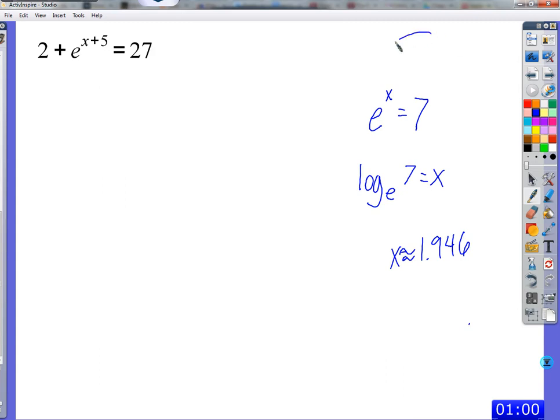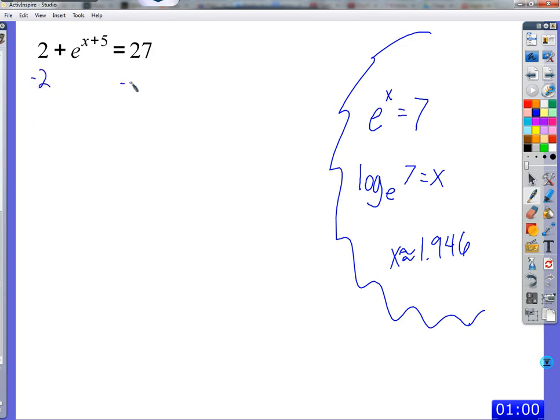Well, that's a nice, easy example. If e to some power equals a number, I can just rewrite it using logarithms: log base e of that thing equals the exponent. Can I do that here? Right now, or should I do something real quick?